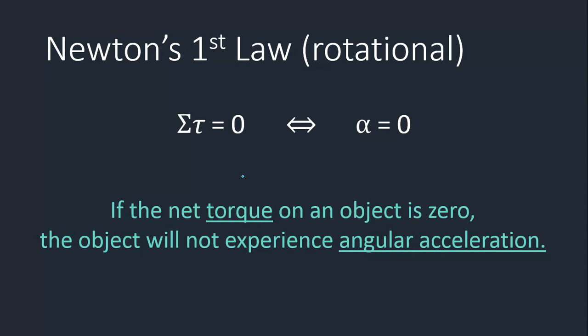Turns out Newton's first law of rotational motion is very similar. If the net, or total torque, on an object is 0, then the object will not experience an angular acceleration. It will continue to move at whatever constant angular velocity it was moving at. You will see it is a direct parallel. No torque means no angular acceleration.